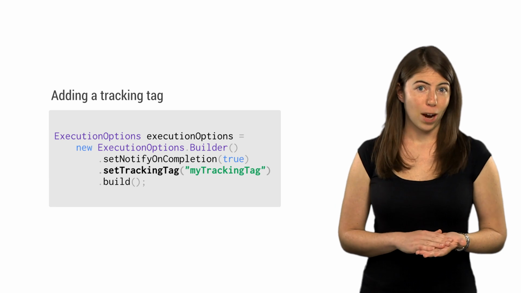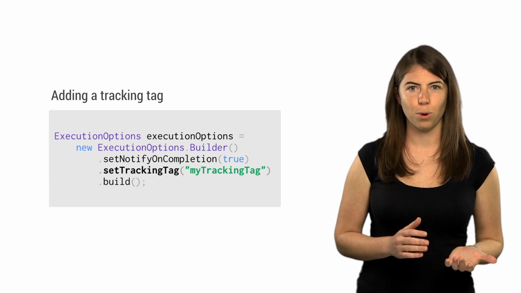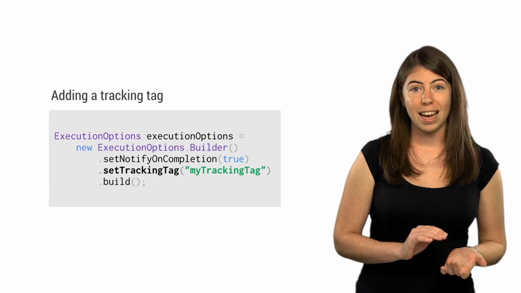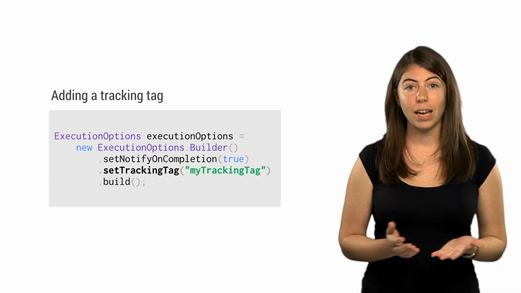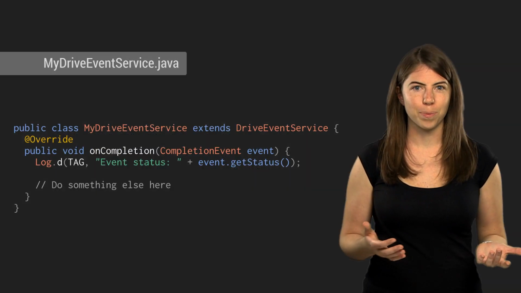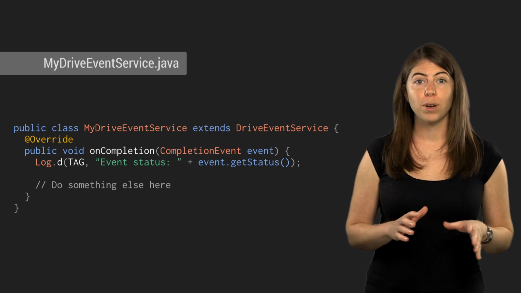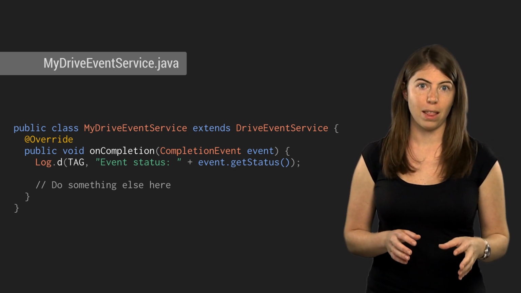You can also add an optional tracking tag to the execution options to make it easier to identify which action the completion event corresponds to. To add a tracking tag, call setTrackingTag when you create your execution options. This tracking tag will be returned to you when the event is delivered. To handle events when they're fired, use the same DriveEventService class you created before and override the onCompletion method.